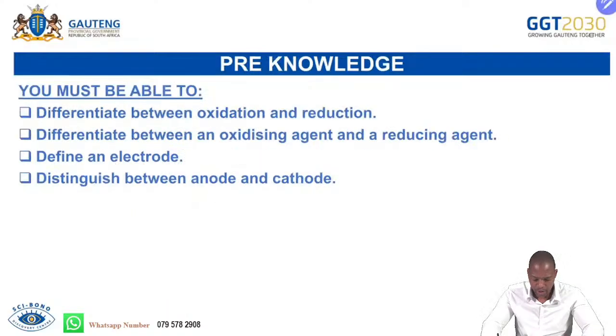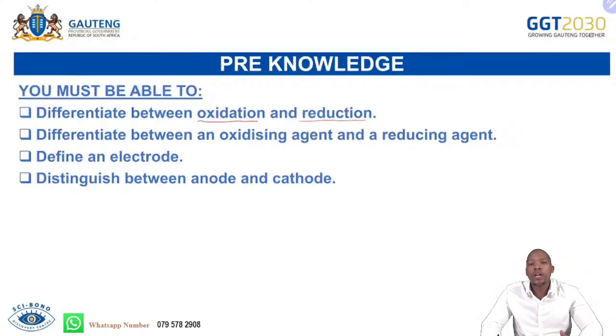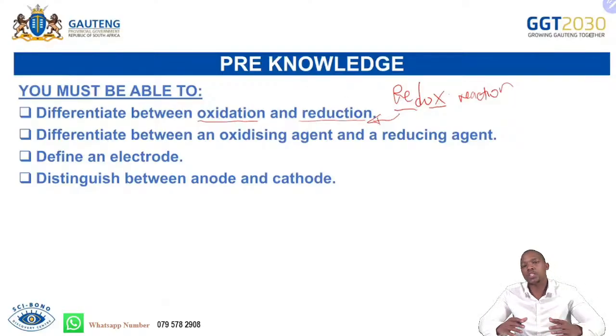What do we expect you to know already when you come into this lesson? The expectation is that by now, from Grade 11, you are able to differentiate between oxidation and reduction. You've encountered redox reactions. The word redox is a combination of two words, where red is part of reduction and ox is part of oxidation. So a redox reaction is a reduction-oxidation reaction, halved and then combined into the word redox.